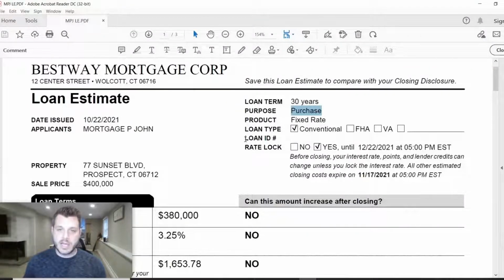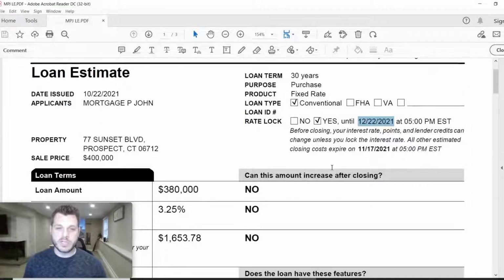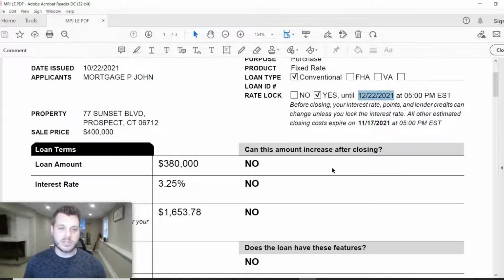We'll have your loan ID, also known as your loan number, right here, and your rate lock. So whether your rate is locked in or not. In this case, yes, rate lock is good until 12/22/21. Keep in mind, all numbers that we are going over are all fabricated for the sole purpose of going through a loan estimate and really explaining, so you have understanding.